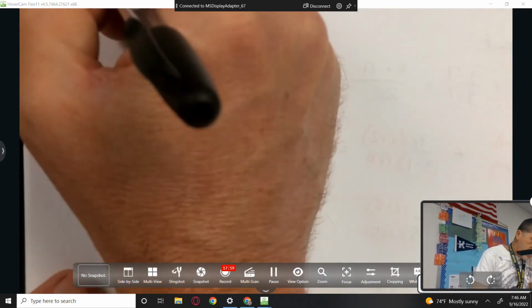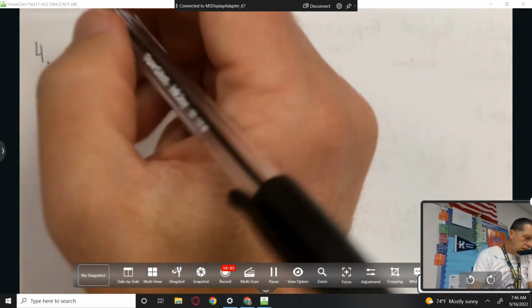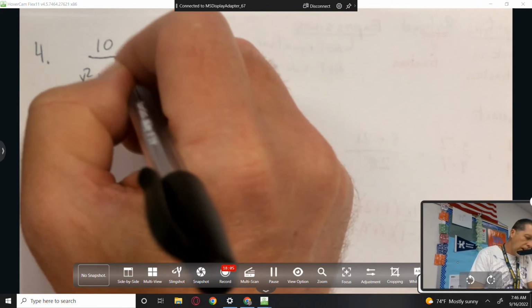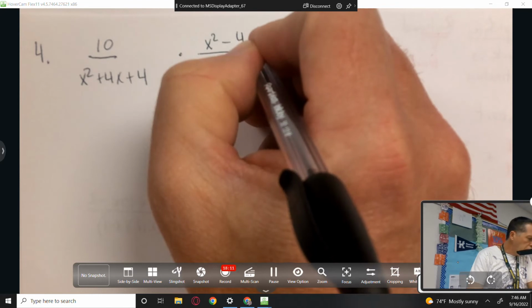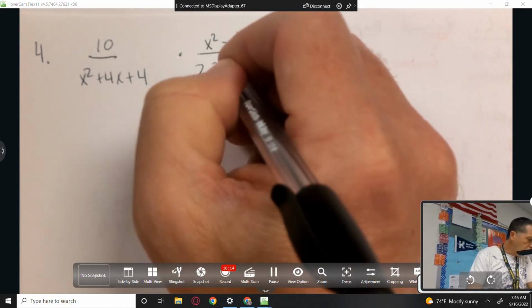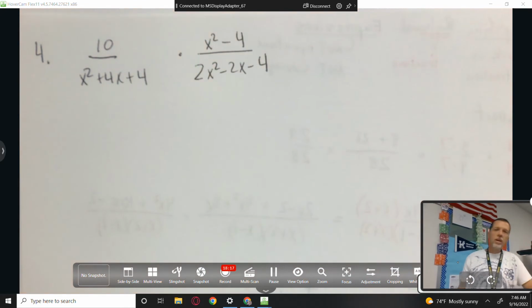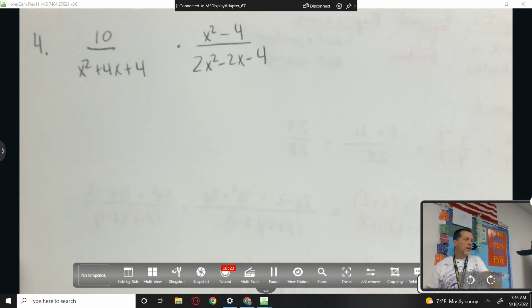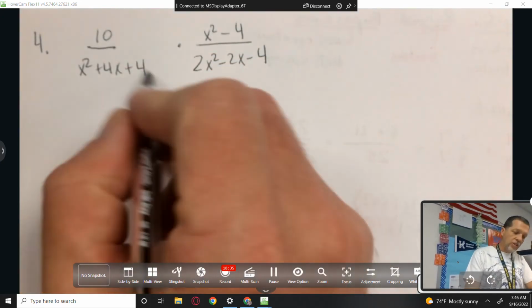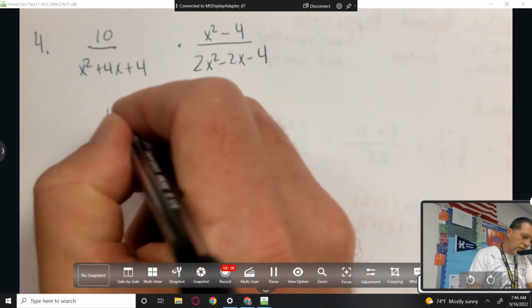Let's do one more multiplication problem. Ten over x squared plus 4x plus 4 times x squared minus 4 over 2x squared minus 2x minus 4. So, thoughts on what we should do first with that? Let's factor everybody. Let's factor as much as we can and see what happens.